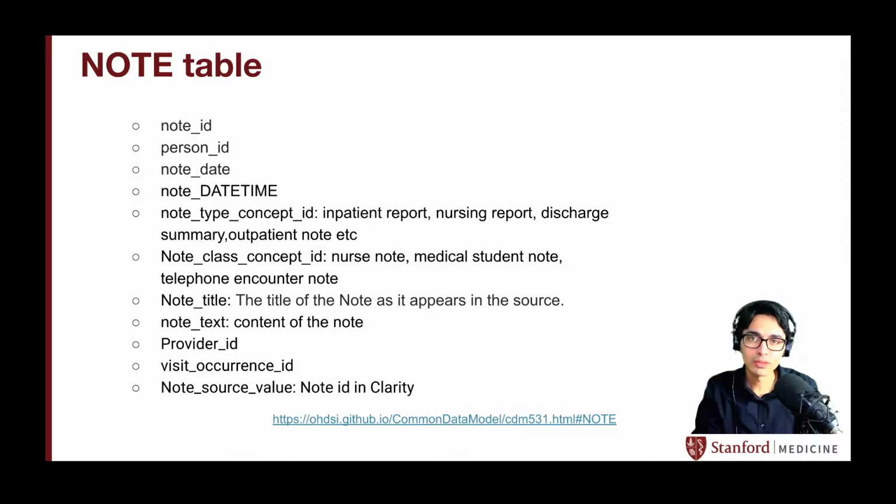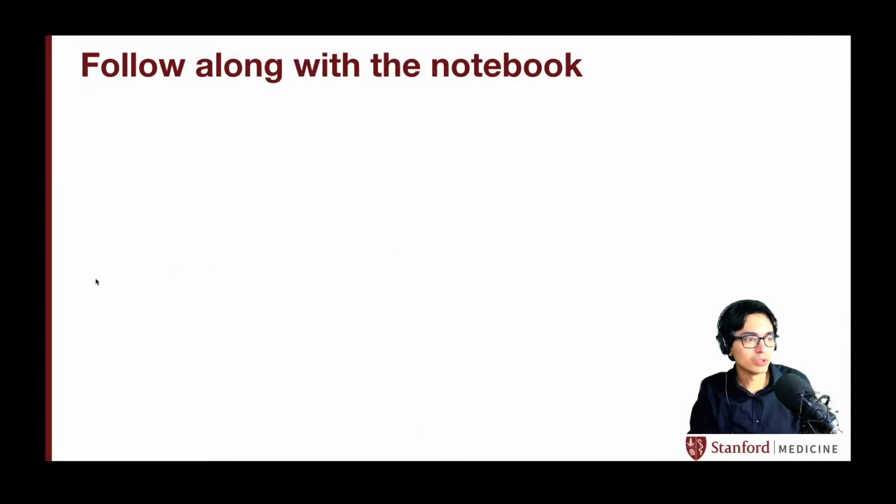Also, very important to notice that in the note source value, we are populating a scrambled version of the primary key for that particular note in Epic Clarity. If you want to know more about the conventions of the note table, please go to the link below so you can actually see all the conventions associated with the note table. Now let's jump into how to use this note table from Nero.